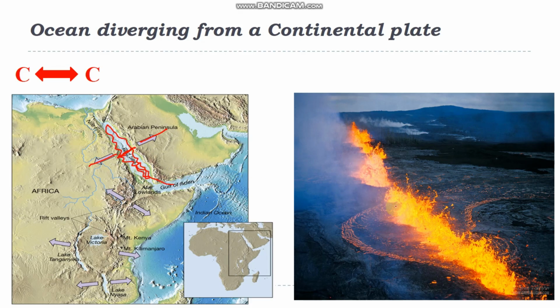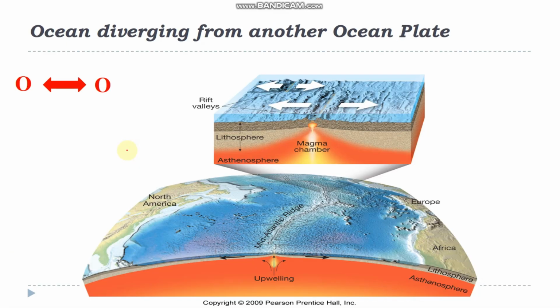But as it gets very thin, maybe magma starts to rise up, and then all of a sudden it shoots out of the surface into this type of volcano. It's called a flank volcano. So Iceland is a really good example of a C diverging from a C. The northeast part of Africa is also an example of a C diverging from a C.